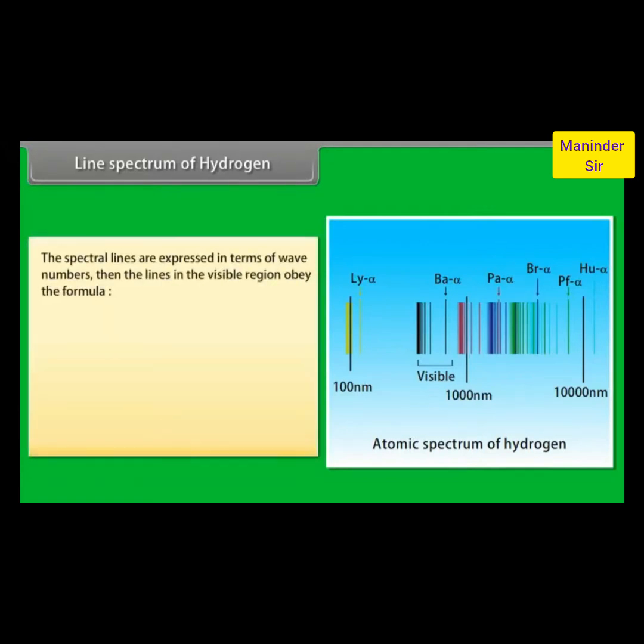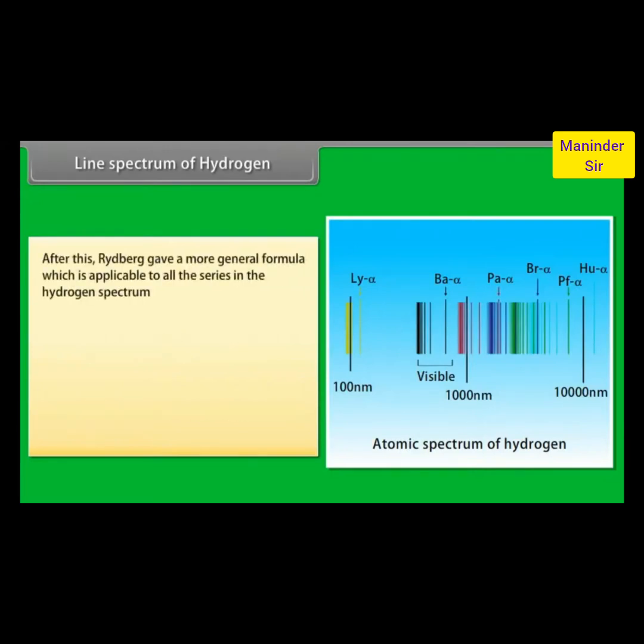The spectral lines are expressed in terms of wave numbers. Then the lines in the visible region obey the formula: wave number is equal to 109677 into (1/2² minus 1/n²) per centimeter, where n is an integer equal to or greater than 3, that is, n is equal to 3, 4, 5 and so on.